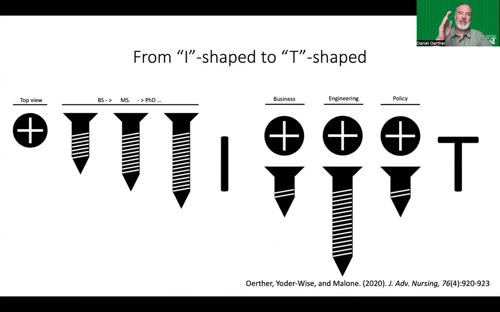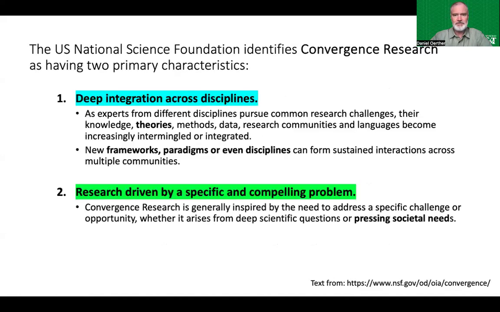Now, most of us are familiar with the idea of I-shaped individuals, folks that drill down deeper in a particular discipline. And we're also familiar with broadening ourselves into T-shaped professionals, those that work in engineering but add on things like business and policy. But the National Science Foundation actually calls on us to do something more. They call on us to do something called Convergence Research, which is characterized as having two primary characteristics.